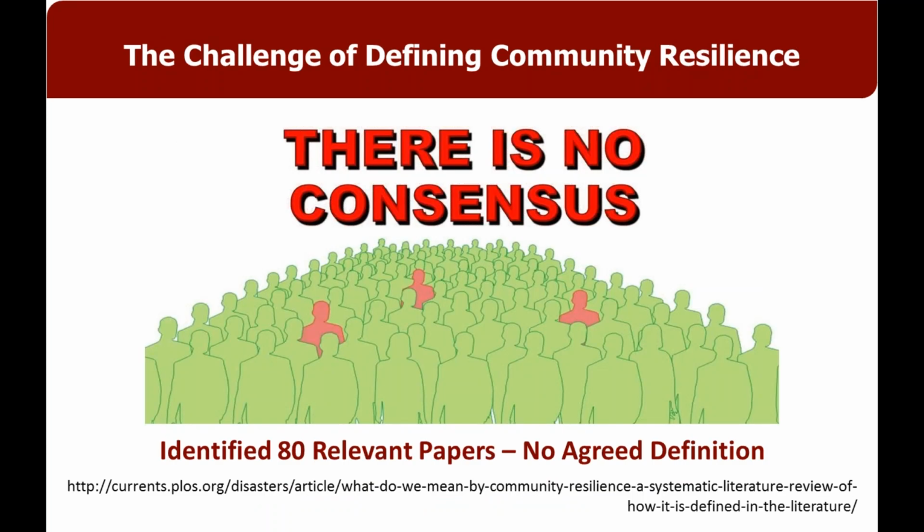So here's our major challenge. There is no consensus on the definition for community resilience. An organization called PLOS, I'm not really sure how it's pronounced, is online, and it's pretty interesting. They do peer-reviewed, citable, and publicly archived research, trying to get research published as quickly as possible. They identified 80 relevant papers that all had to do with how to define community resilience. And the consensus at the end of the study was that there was no agreed-upon definition.